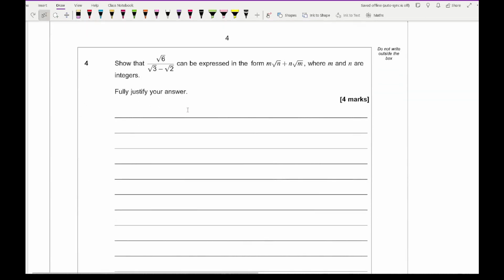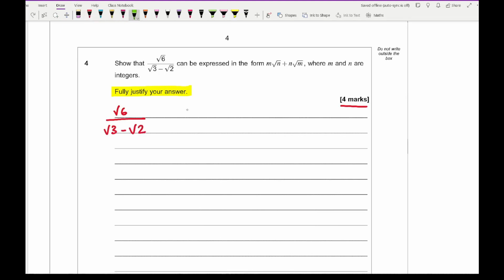Then moving on to question 4, it says show that root 6 over root 3 minus root 2 can be expressed in the form of n root n plus n root m, where m and n are integers. Fully justify your answer. Now the reason why they're writing this is so that you don't just simply type it into your calculator and you get your final answer. So you need to make sure that you are using and showing correct steps in order to attain those 4 marks. So if I start off by writing the question, so I've got root 6 over root 3 minus root 2.